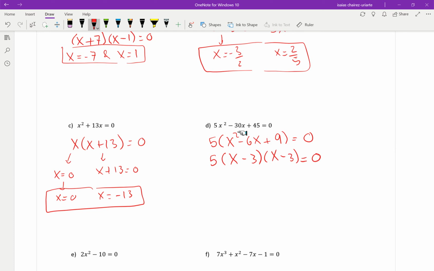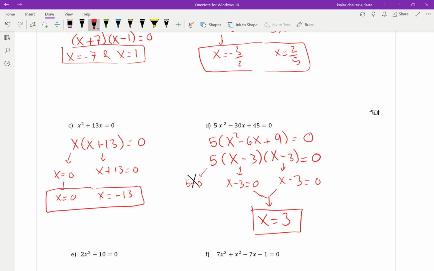Okay. So now I have a product of three things, 5 times x minus 3 times x minus 3 equals 0. I have to set all of the factors equal to 0. But think about this guy. This guy would say 5 equals 0. Well, that makes no sense. That's just a constant. So this guy is the one that's actually going to give me a solution here. So x minus 3 equals 0, and x minus 3 equals 0. Well, those together, then you say that x equals 3.